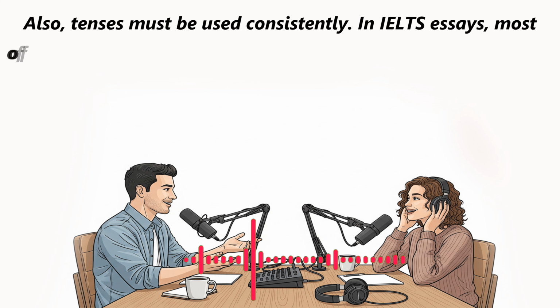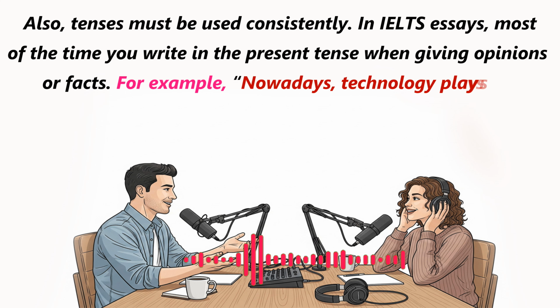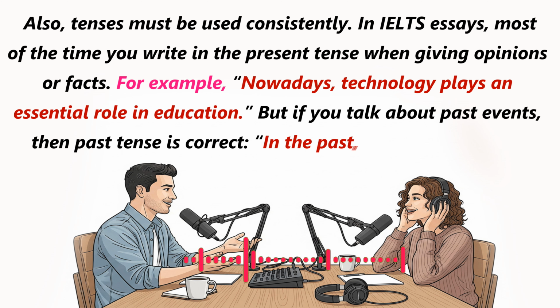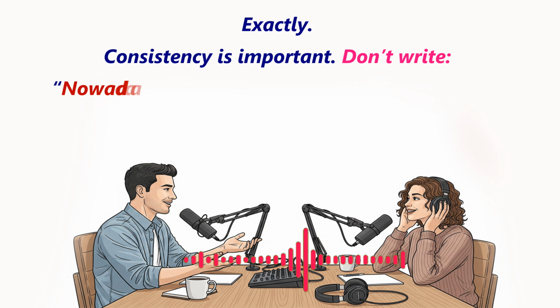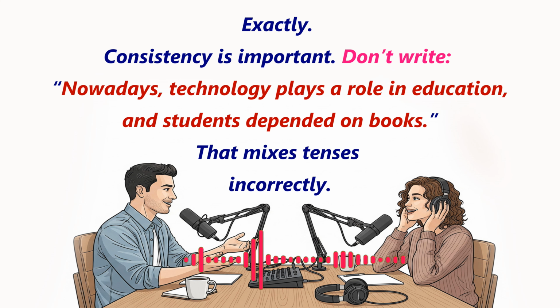Also, tenses must be used consistently. In IELTS essays, most of the time you write in the present tense when giving opinions or facts. For example, nowadays technology plays an essential role in education. But if you talk about past events, then past tense is correct. In the past, students depended mainly on books. Exactly. Consistency is important. Don't write, nowadays, technology plays a role in education and students depended on books.